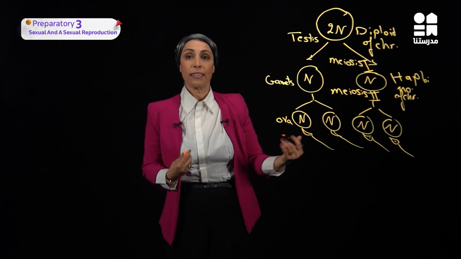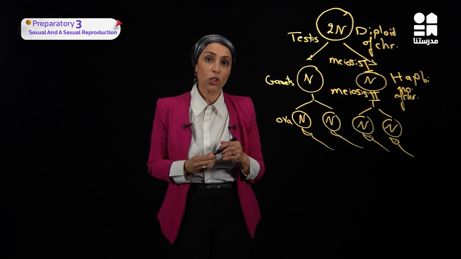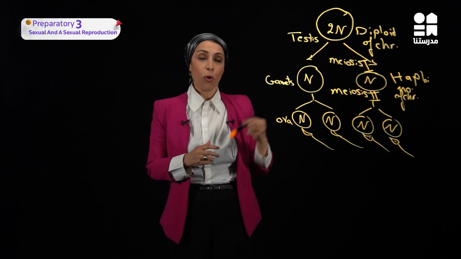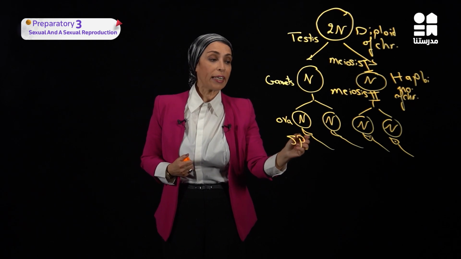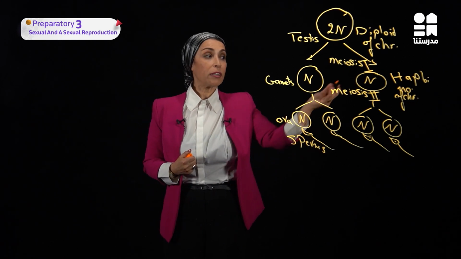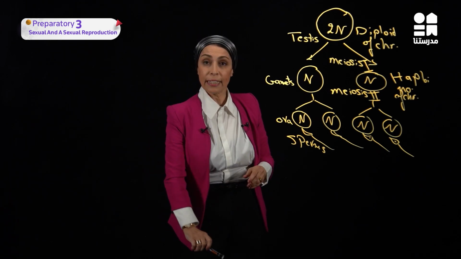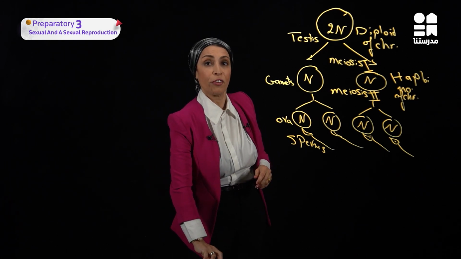So here is the first step of sexual reproduction, which is formation of gametes, either ovum or sperms, containing the haploid number of chromosomes, which is N. Let's go and see the second step, which is fertilization.